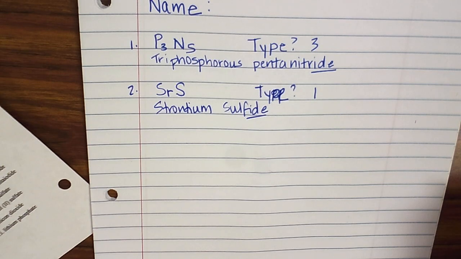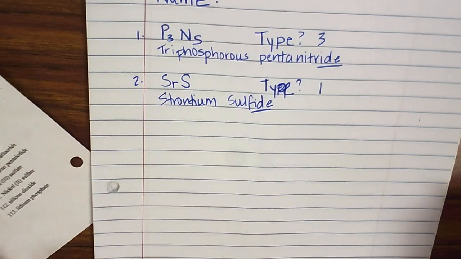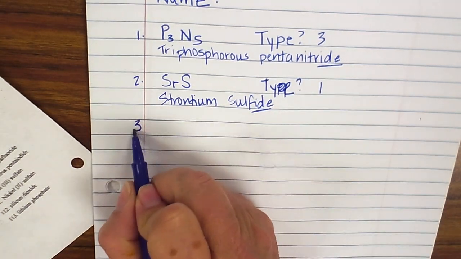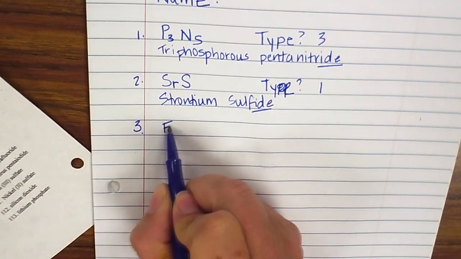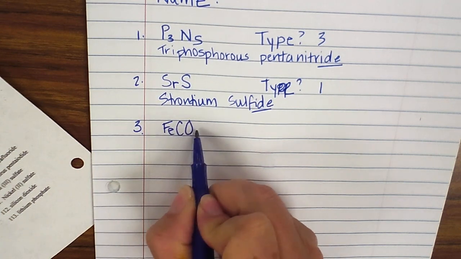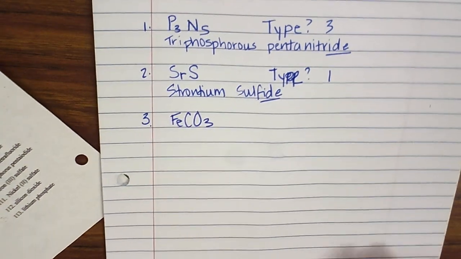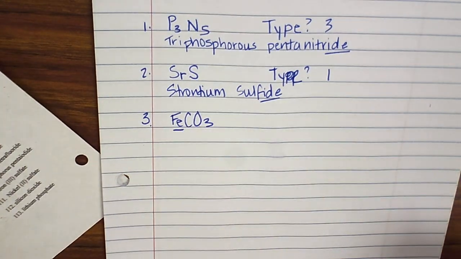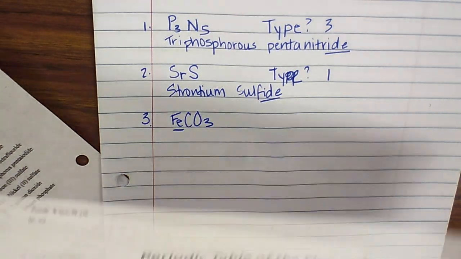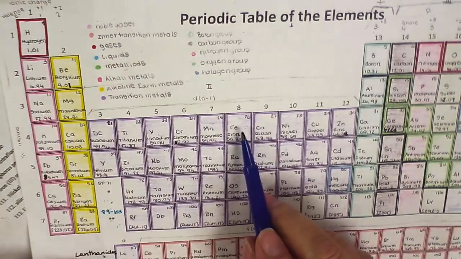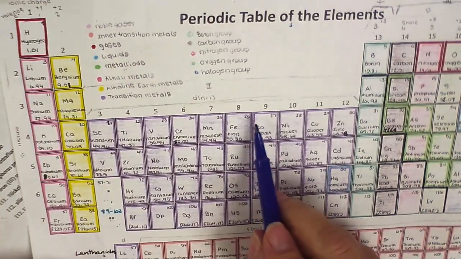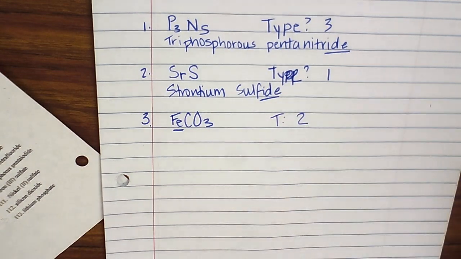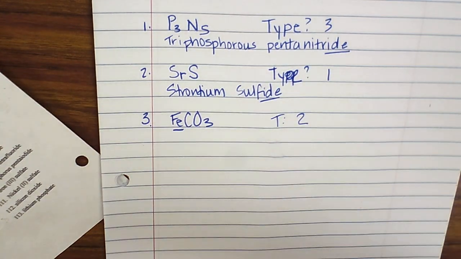how about, hang on a second. Okay, this one here. Okay, the first thing I'm going to do is figure out what type it is. So I look over here and I see, this is iron. And I look and I see, oh, iron is here, right here in the transition metals. So that means it's a type 2. So now type 2s, they need to have those Roman numerals.